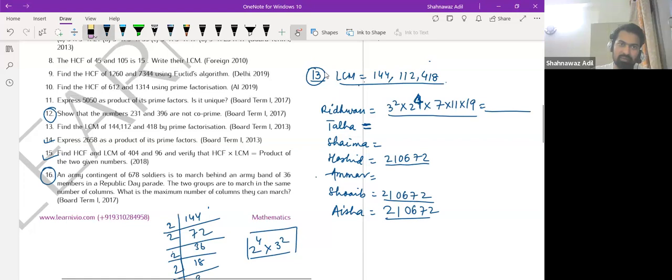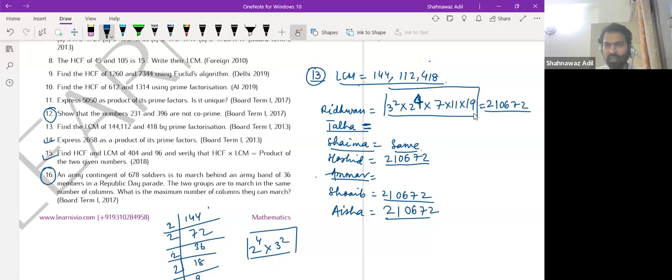Yes, sir. Yes, Talha, Shaima, and Amar. What about you guys? Got the same answer. Good. Talha and Amar, what about you guys? So this should be the answer, right? We can leave it at this point, guys. You don't need to multiply this one. This answer is good enough. Are you getting this answer or this answer? Whichever answer, both are correct. Yes, you're getting the same answer. Good.